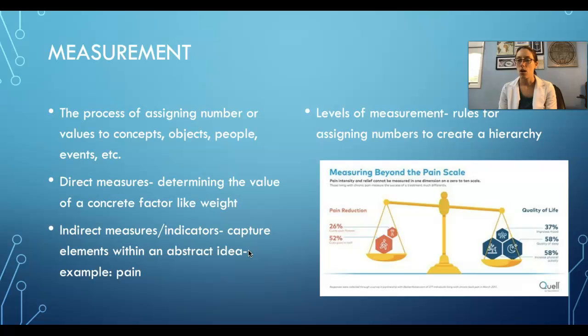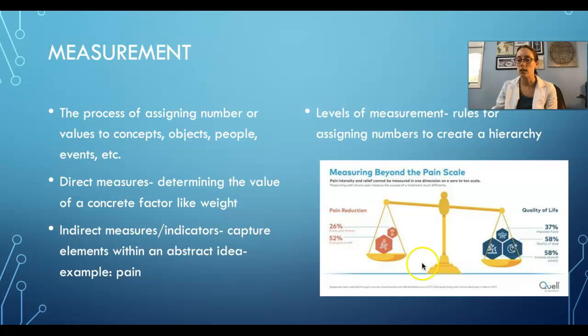So that's like weight or blood pressure. And then indirect measures, or sometimes called indicators, capture the elements within an abstract idea. So pain is a good example of that. So the levels of measurement are the rules for assigning numbers to create a hierarchy. So for example, on this pain scale here, we can ask about pain reduction. We can ask that 0 to 10 scale. That's a quantifiable piece of data.